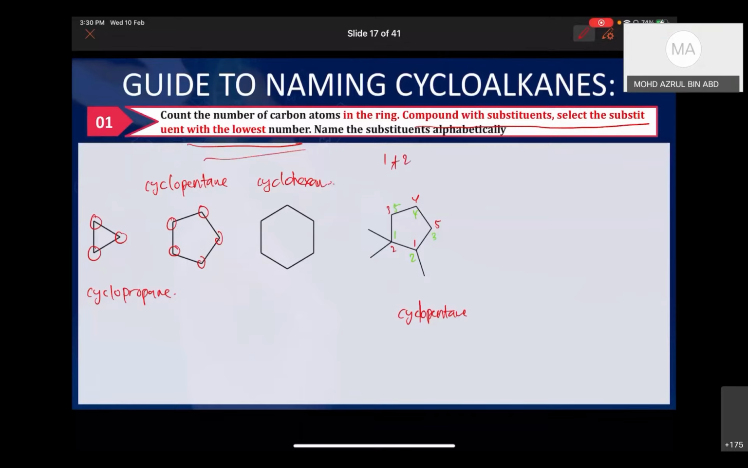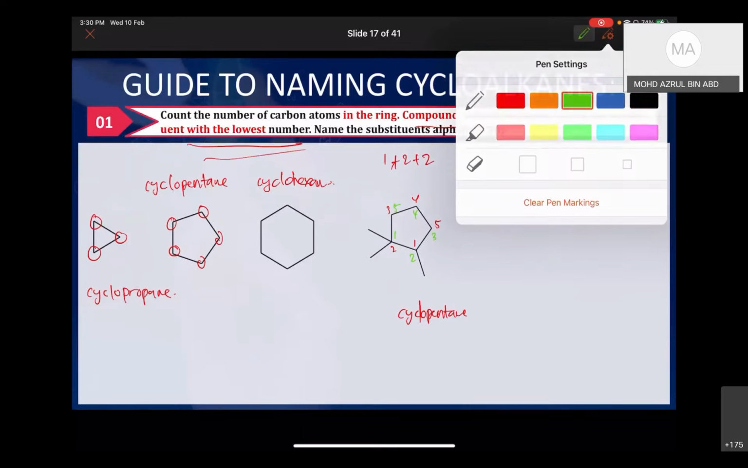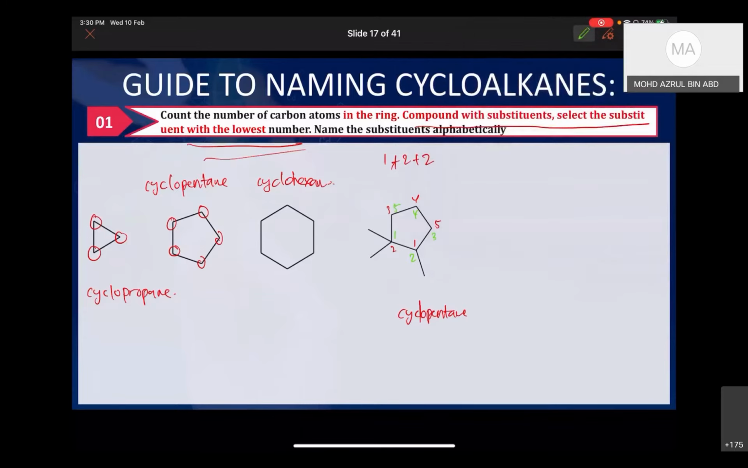1 plus 2 plus 2. If I follow the green one, I will have 1 plus 1 plus 2. So we need to follow the green one. That's why the name of this compound is 1,1,2-trimethylcyclopentane. Okay, 1,1,2-trimethyl.